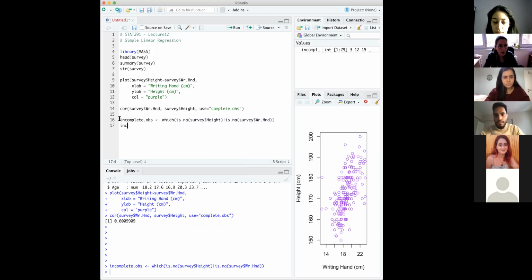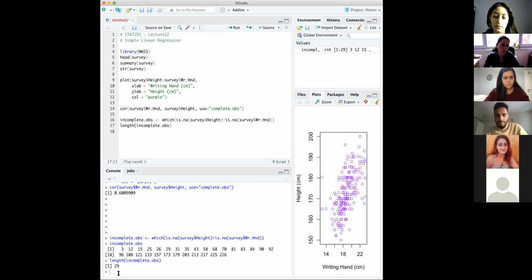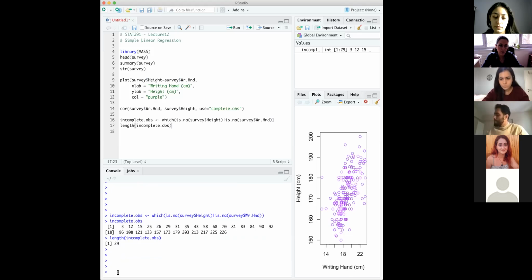And here are my incomplete observations. When you check for that one, you can see we have lots in here, okay? We have 29 of them. Let's see, if you want to see that, length will help you. And we have 29 observations with NA values in one of them, okay?